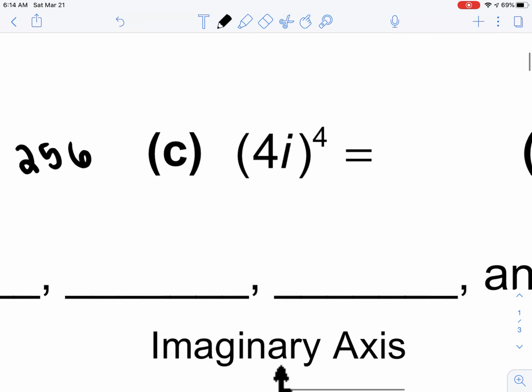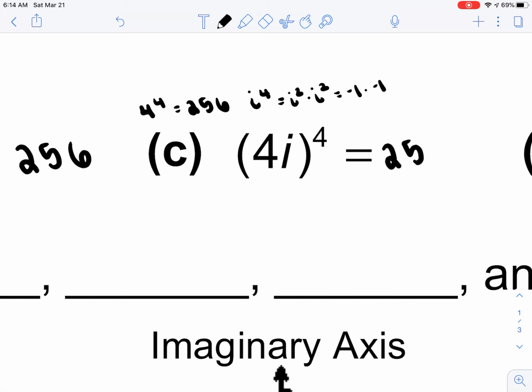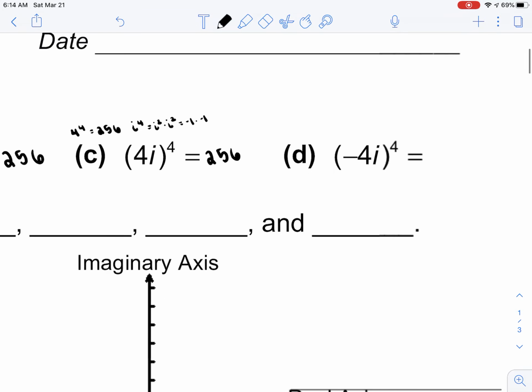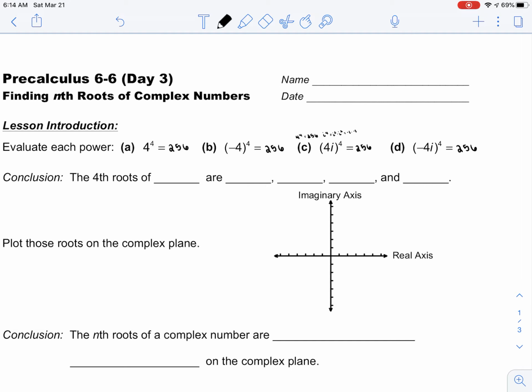If I had you evaluate 4i to the 4th power, well, we already know that 4 to the 4th power is 256, but i to the 4th power, you can think of as i squared times i squared, or negative 1 times negative 1. Notice that this would also end up being 256. And then if I had you do negative 4i to the 4th power, it would be the same situation. Now, in conclusion, the fourth roots of 256 are 4, negative 4, 4i, and negative 4i.